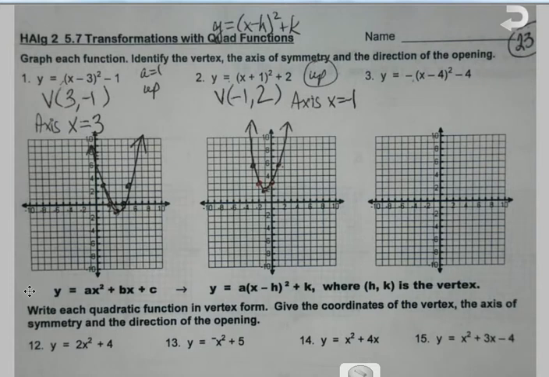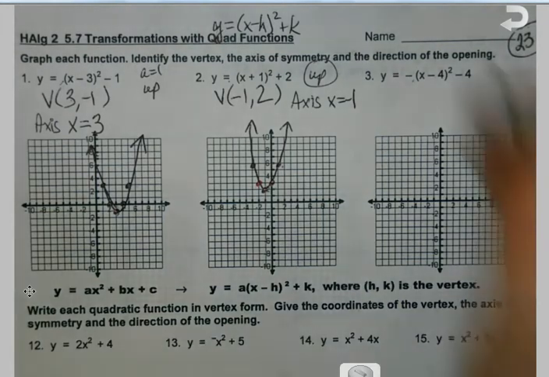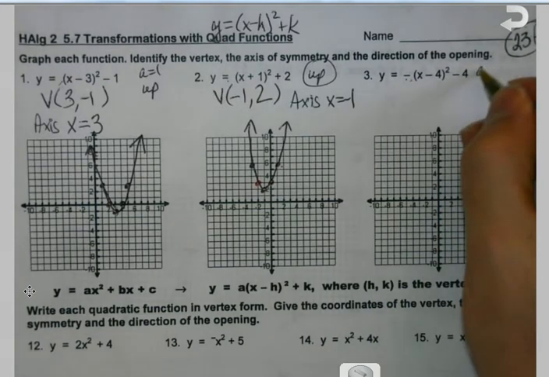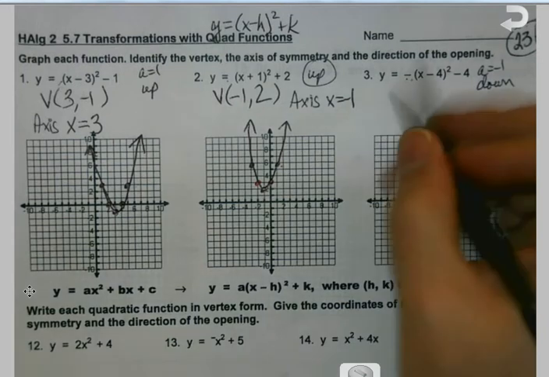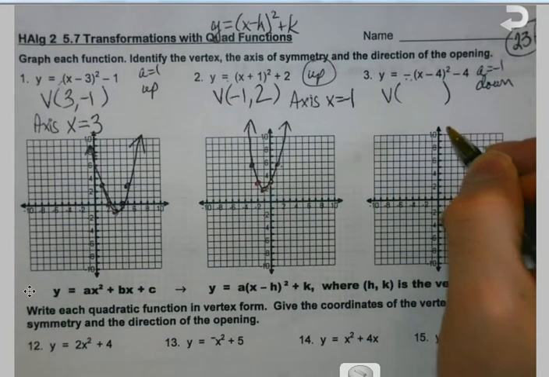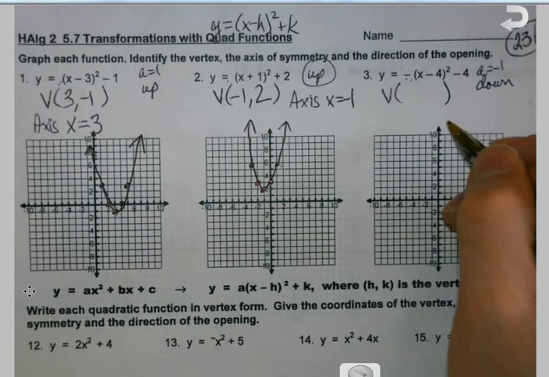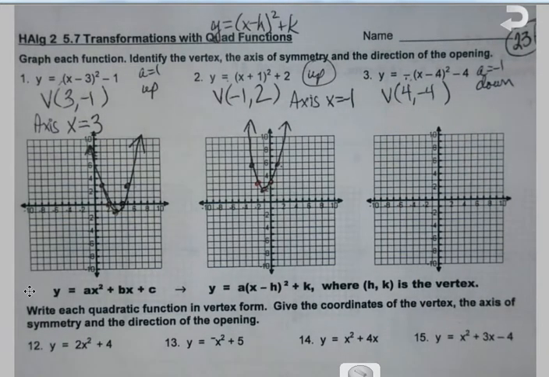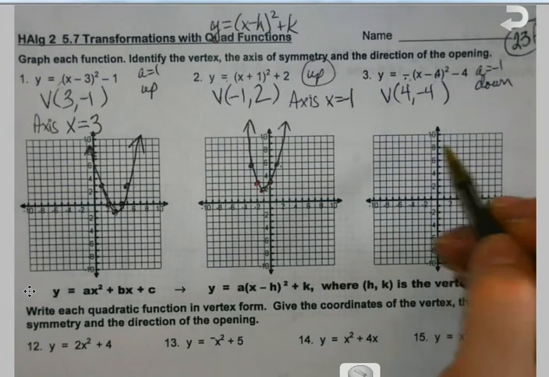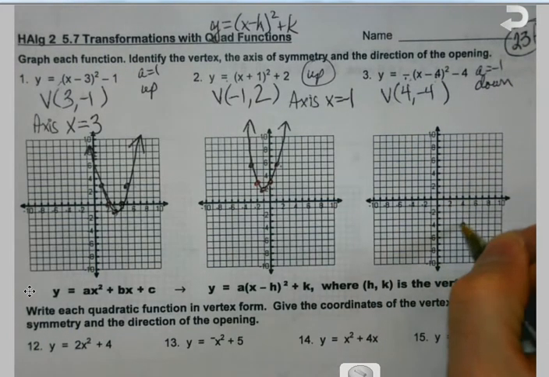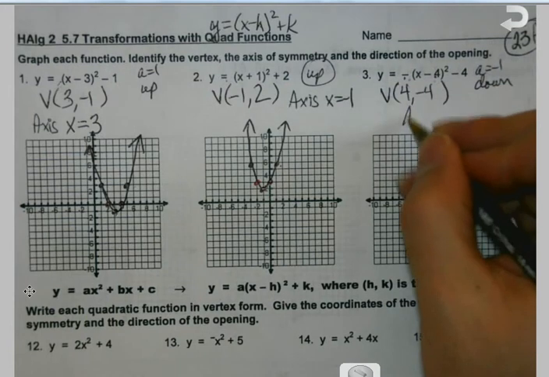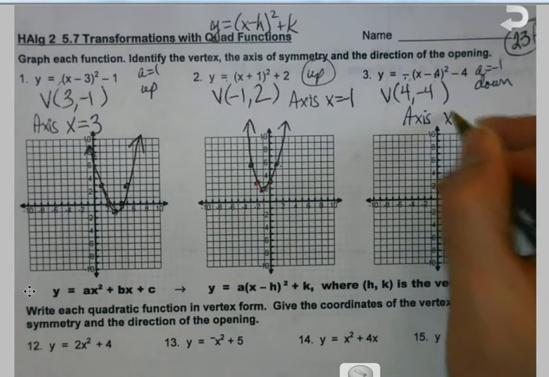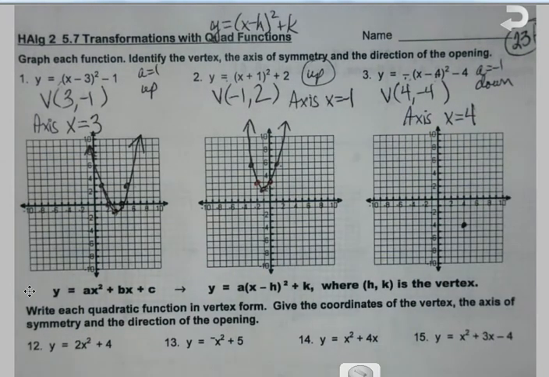All right, last one to throw a twist in on. What direction are we going this time? Down, because we've got a negative a value. What about my vertex? Okay, 4, negative 4. Even with that negative out front, that doesn't change the format. The opposite of h, and then plus k. So 4, negative 4. And then again, my axis of symmetry always goes with my x value of my vertex.